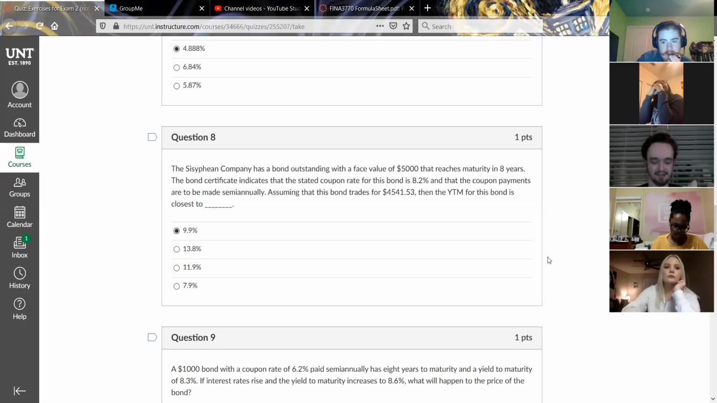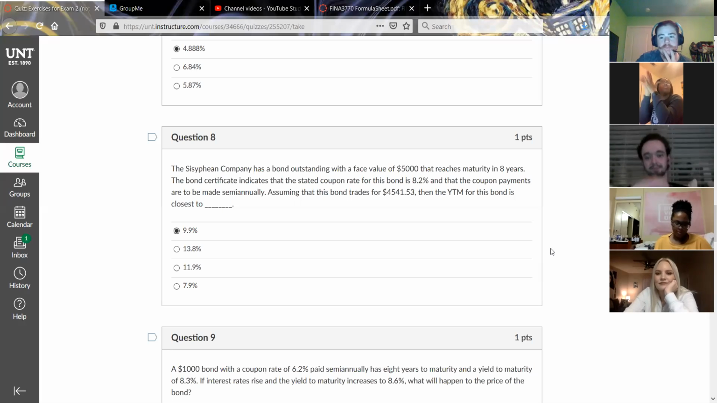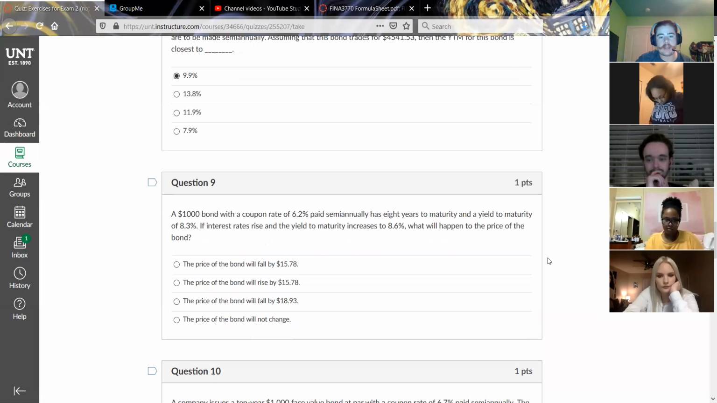Which I hate, because there's a lot of things that don't seem like they should be in the TVM solver, but they are. I mean, the TVM solver is basically just the financial calculator. Yep. Okay, number 9.